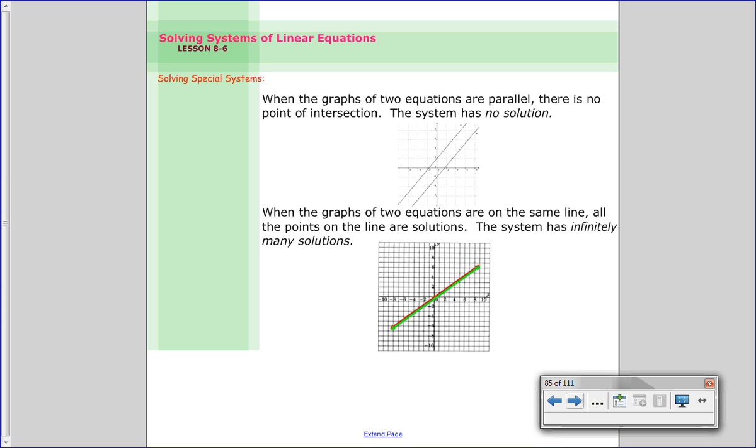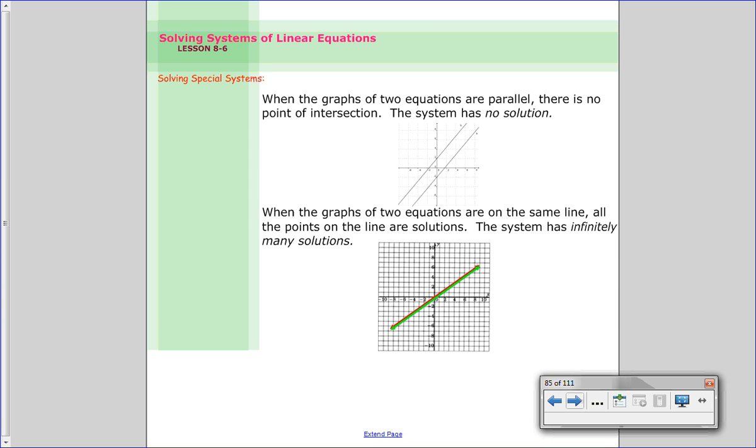All right, so now we're going to talk about special systems. The 3 we've looked at so far, we've had 1 point. So 1 place where it actually worked out to be a specific coordinate. However, there are some special cases where you either have no solution or every solution, or every coordinate basically would work on those. So I'm going to talk about a couple of these.